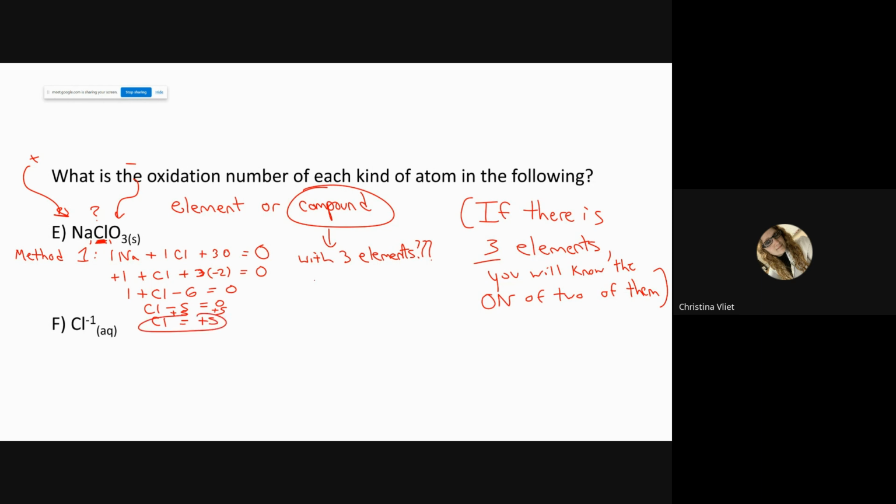Those of you that are waiting for method 2, what would we do? We know this is -2. We know this is +1. -2 times 3 is -6. +1 times 1 is +1. This is your question. All of this has to equal what number? 0. What's 1 minus 6?